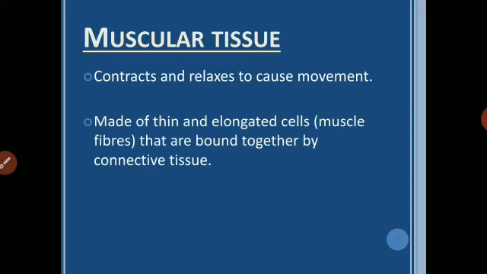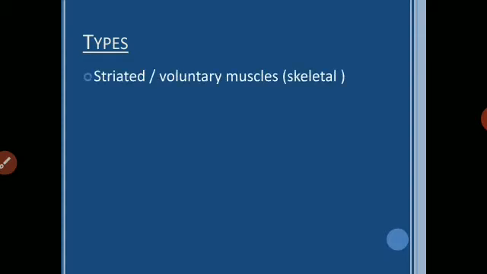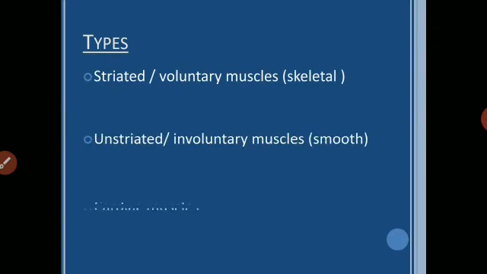So what is muscular tissue made up of? It is made up of thin and elongated cells which are called muscle fibers. They are formed of muscle fibers, and these muscle fibers are bound together by connective tissue. Now we have already seen the types of muscular tissue. There are three types of muscular tissue, depending upon their function, location and structure. What are these three types? We have already discussed: striated, unstriated and cardiac muscles.